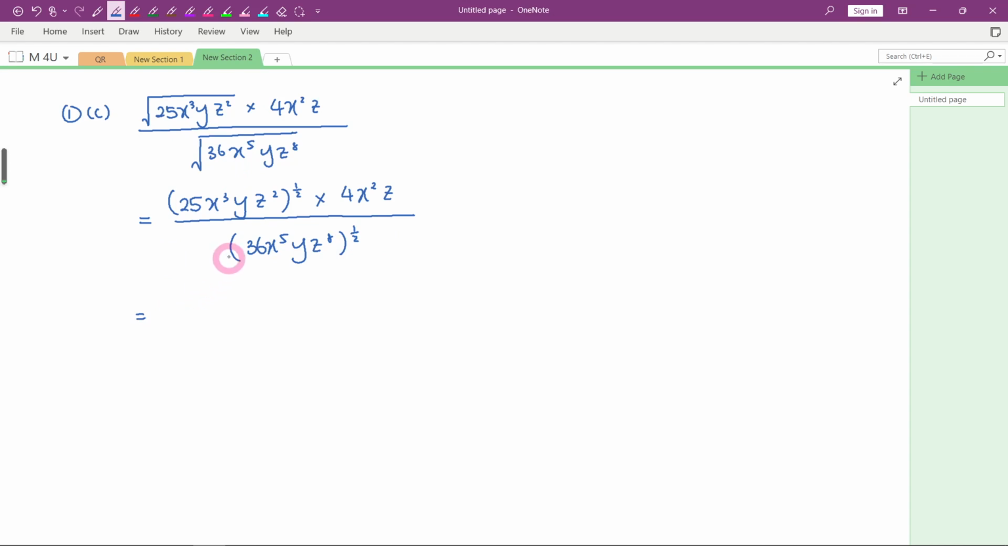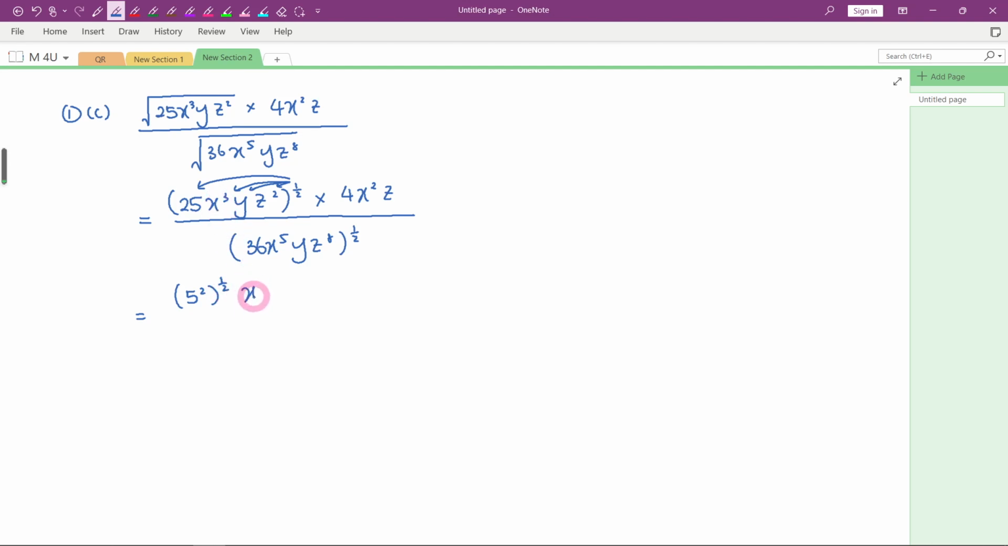Okay, now 25 raised to the power of 1 over 2 means square root of 25. So if you want to show your steps clearer, you can change this 25 to 5 squared first. So remember, you can change the way of writing it, but you cannot change the value. 25 and 5 squared are the same thing, same value. Okay, so the rest you just copy. Let me bring this power in here first. 25 is equal to 5 power 2, raised to a power of 1 over 2.